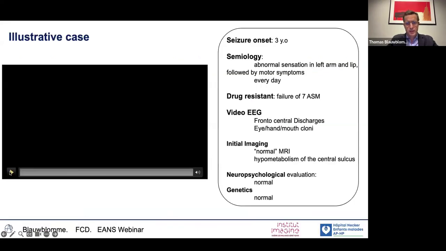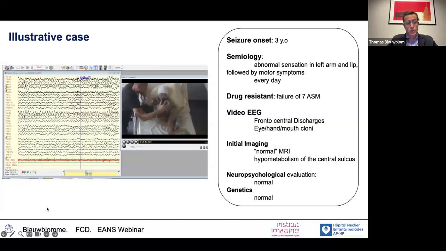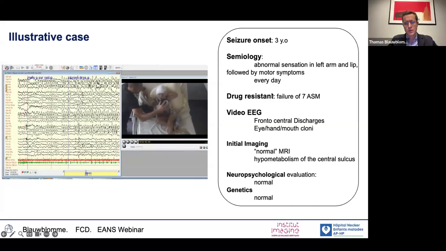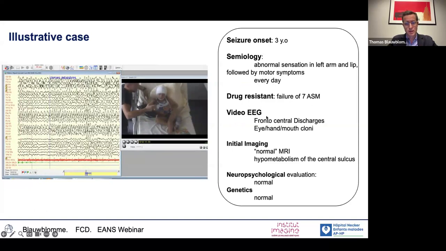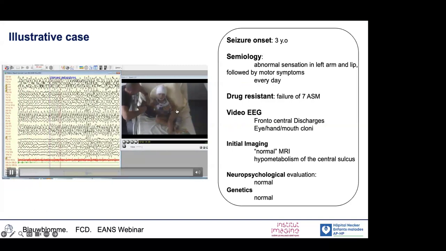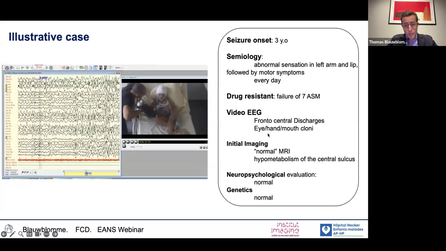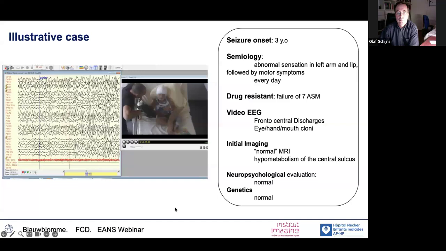So just to start, an illustrative case of what we are facing when we're talking about focal cortical dysplasia: it's epilepsy with seizures that start early in life, like in this kid who had his first seizure at age 3. In this case, you see it's focal seizures with sensory and motor symptoms. Typically, it's drug resistant. In this case, 7 anti-seizure medications were started. If you look closely, you can see that he has motor manifestation on the left arm that helps to localize the seizure onset.